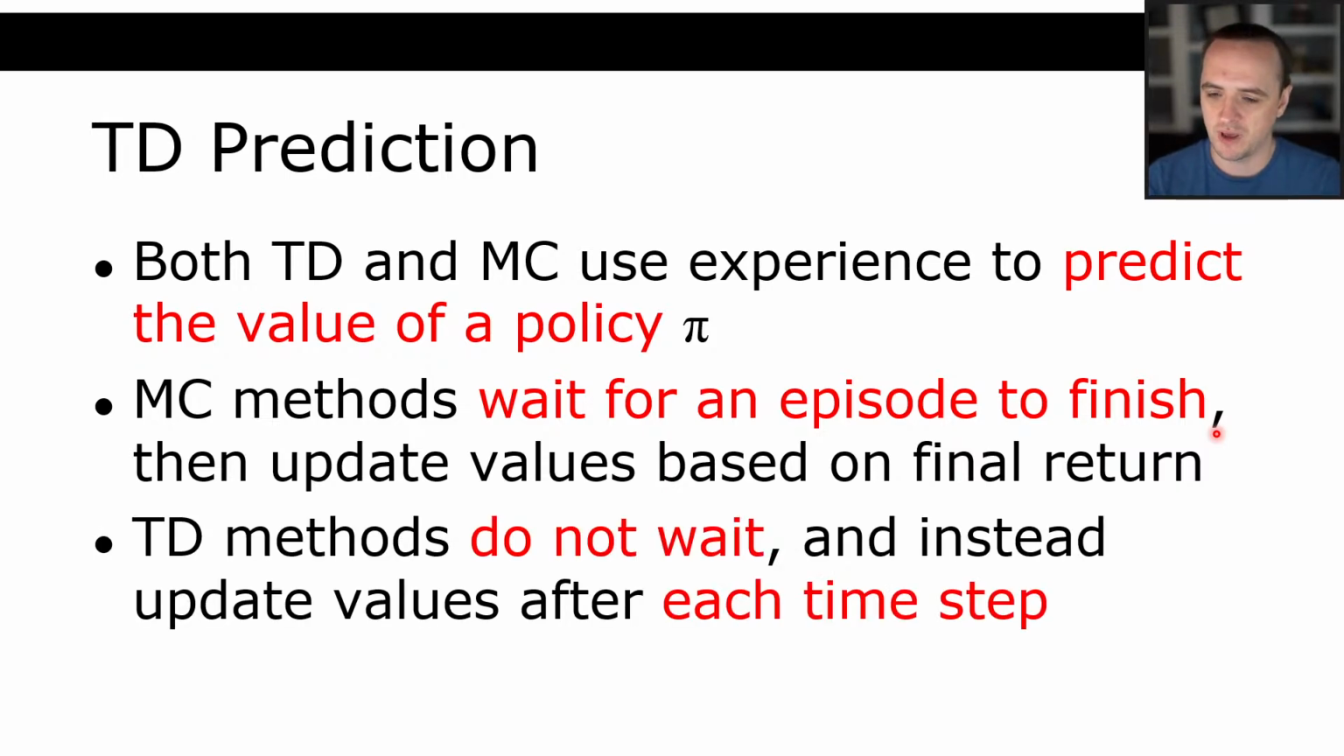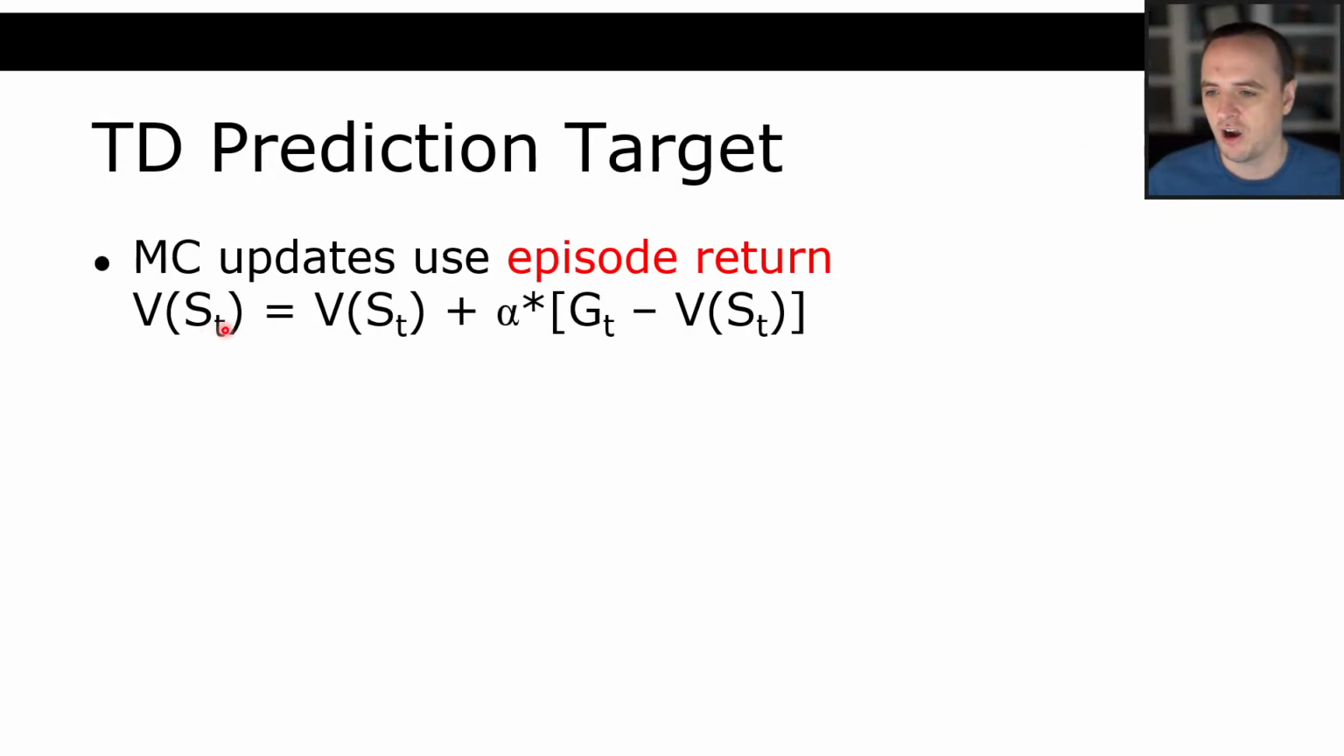But temporal difference methods do not wait. They don't wait for an episode to finish. Instead of waiting, they update the values after each time step. So it's much more powerful. We don't need to wait for episodes to finish. So Monte Carlo updates use episode return.